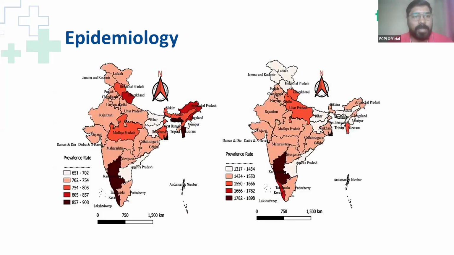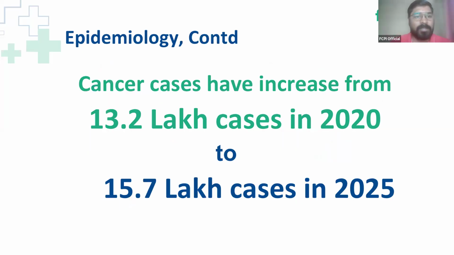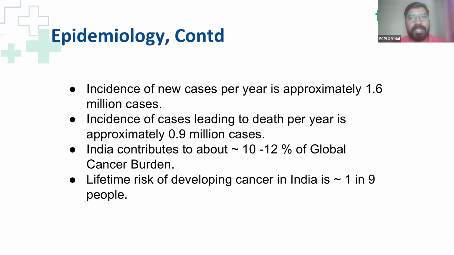Coming to the epidemiology, here you can see the incidence or prevalence rate of cancer in males and females. Males to the left side and females to the right side. Next slide, please. In 2020, we had around 13.2 lakh cases, which has increased to 15.7 lakh cases in 2025, which is higher than the inflation rate.